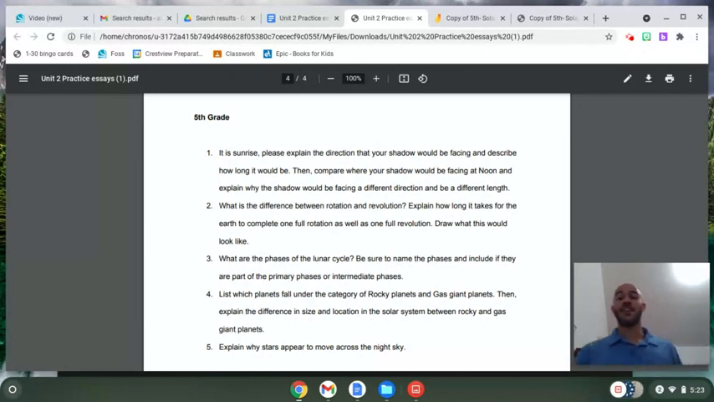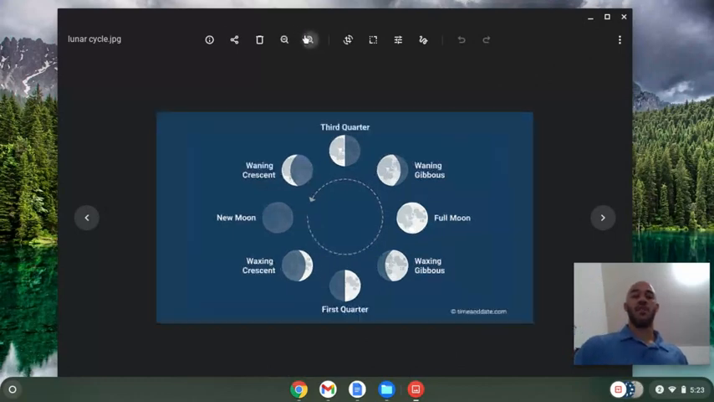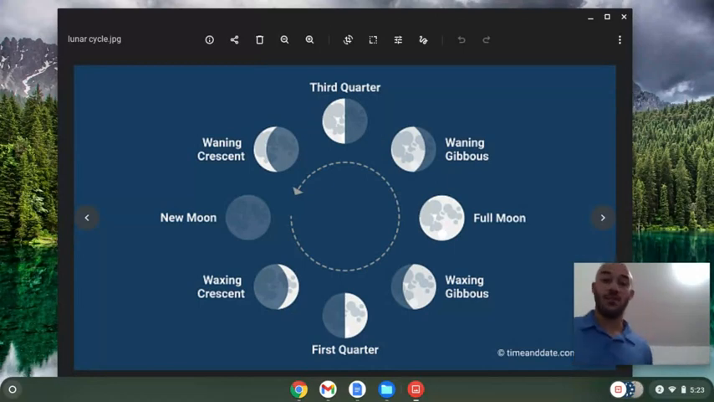Okay, what are the phases of the lunar cycle? Be sure to name the phases and include if they are part of the primary or the intermediate phases. So let me go here. The phases of the lunar cycle, you should already know this, are the new moon, waxing crescent, first quarter, waxing gibbous, full moon, waning gibbous, third quarter, and waning crescent. So those are the 8 phases: 1, 2, 3, 4, 5, 6, 7, 8.